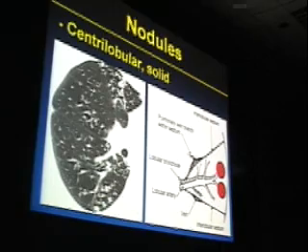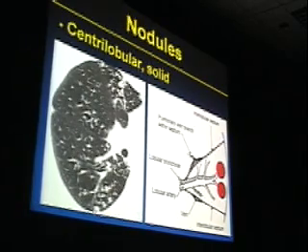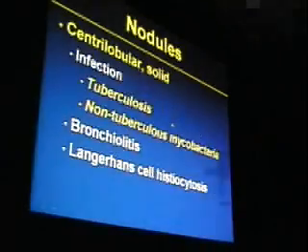Here's a patient with a different distribution. We can see some clustered nodules down here very clearly in the center of the secondary pulmonary lobule. These are solid centrilobular nodules. In some areas we may also see some linear opacities, rendering these as tree-in-bud opacities, but the primary finding here is centrilobular solid nodules.